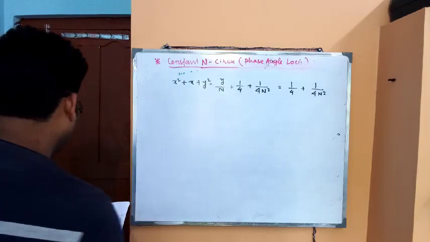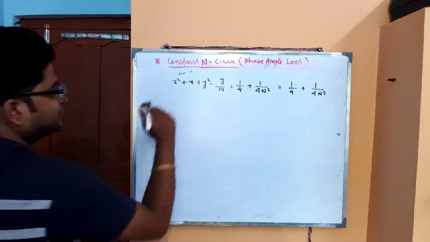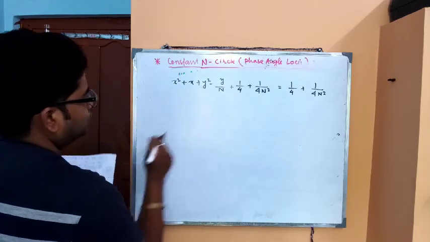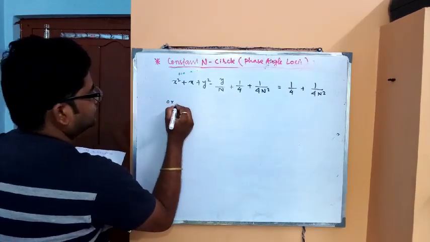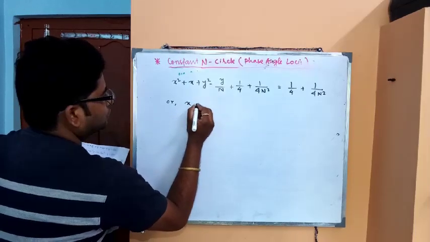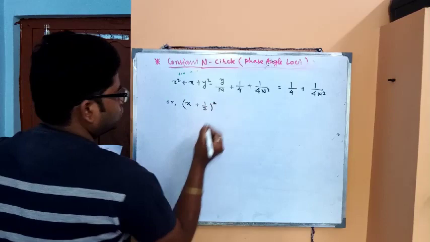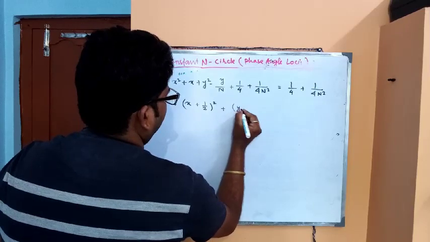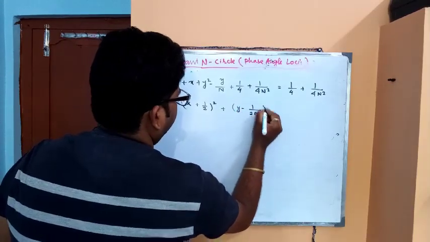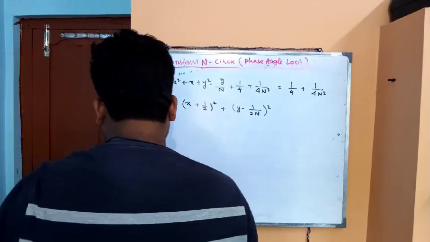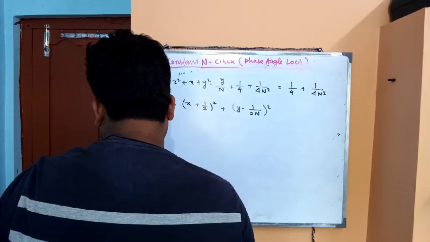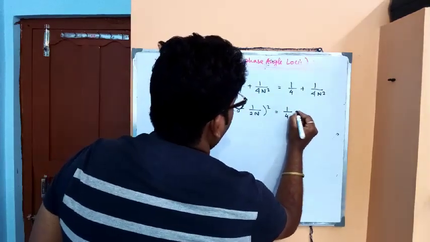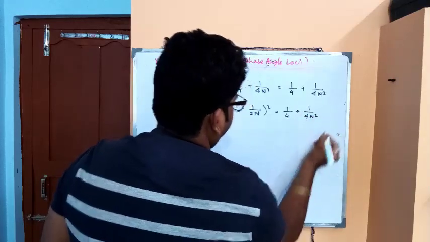Okay. So further this expression can be written as (x plus 1 by 2) whole square plus (y minus 1 by 2N) whole square is equal to 1 by 4 plus 1 by 4N square.